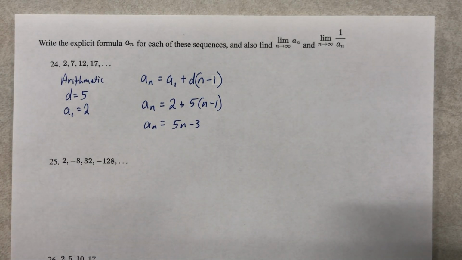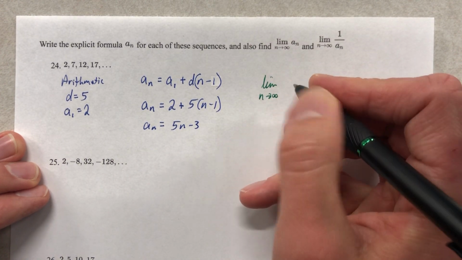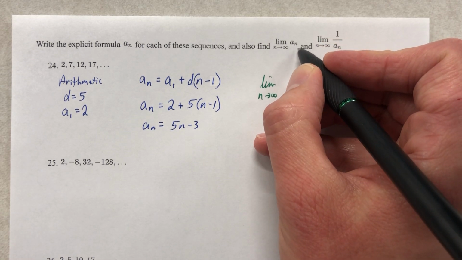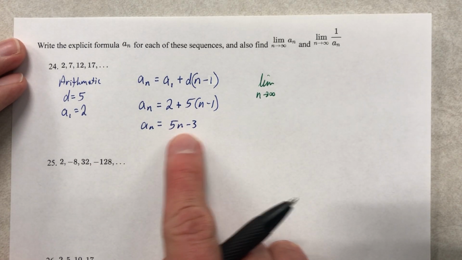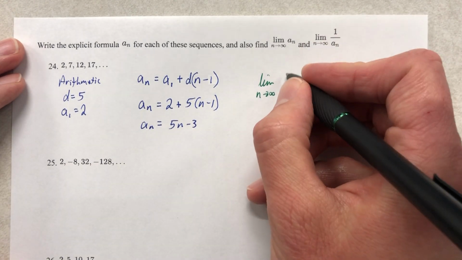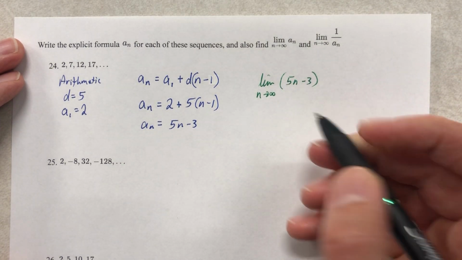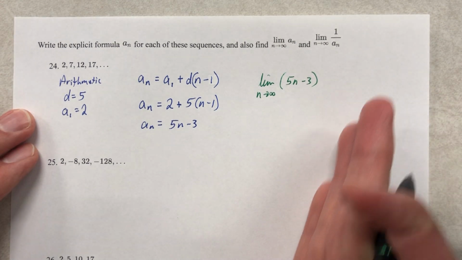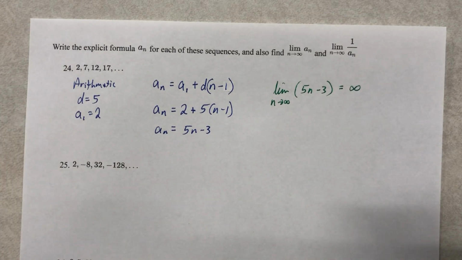So what I'm also going to do with a different color, let's use green, is find the limit as n approaches infinity of a sub n. What is a sub n? Well, a sub n is the explicit expression that would take us to whatever term we wanted, the nth term. So I want the limit as n approaches infinity of 5n minus 3. Okay, if you graphed this line, if you had the line 5x minus 3, it would go up forever. So this is infinity. That's it.